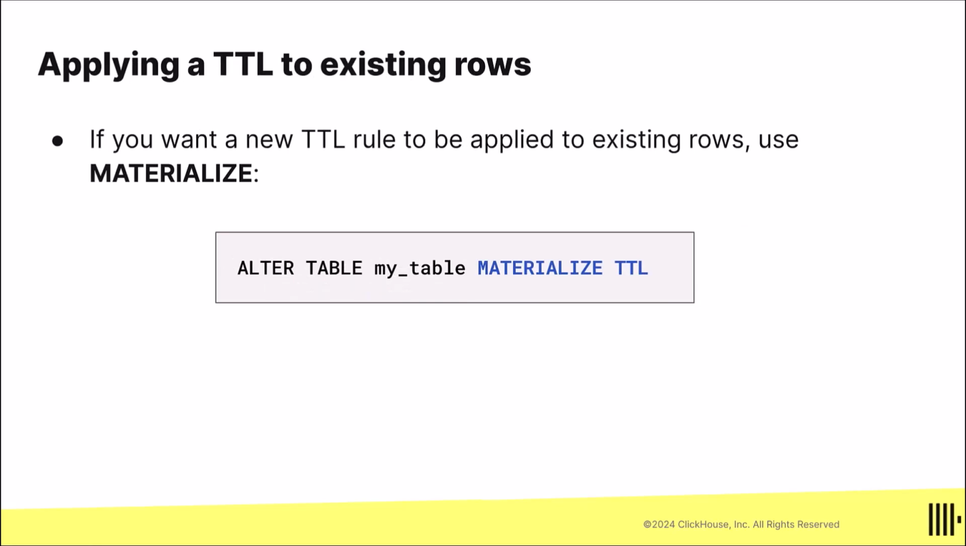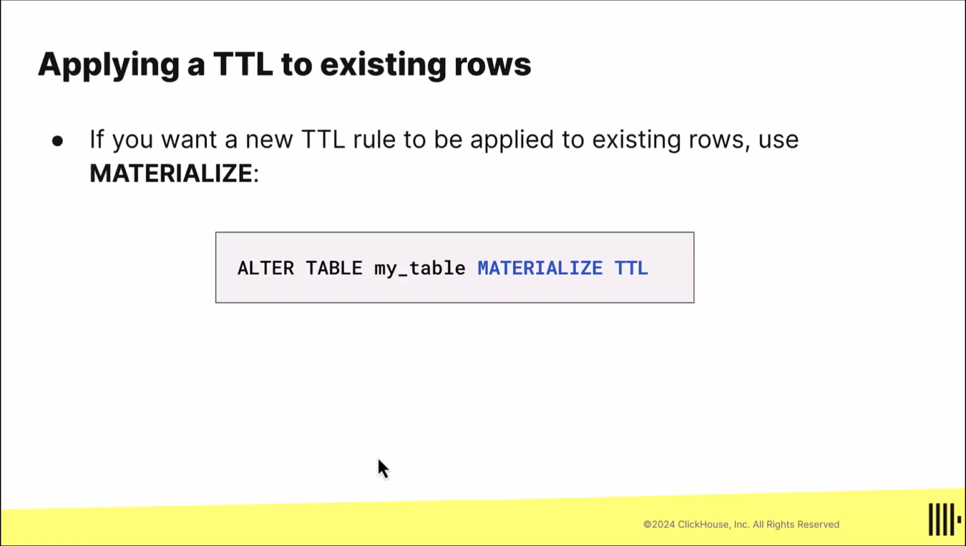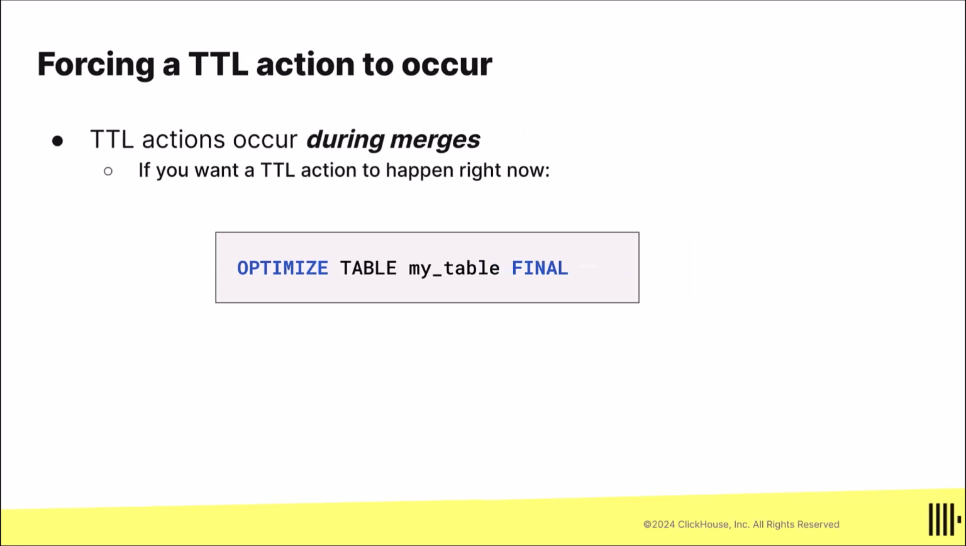Here, I'm telling ClickHouse to materialize all the TTL rules on my table, not just the last one that I defined, but all the rules. So it's a nice little command, by the way. If you're ever in a situation where you want to apply all the TTL rules to your table, that's the command to do it. Again, it creates a mutation. Obviously, some merging will have to happen in the background. Force a merge, I don't know.